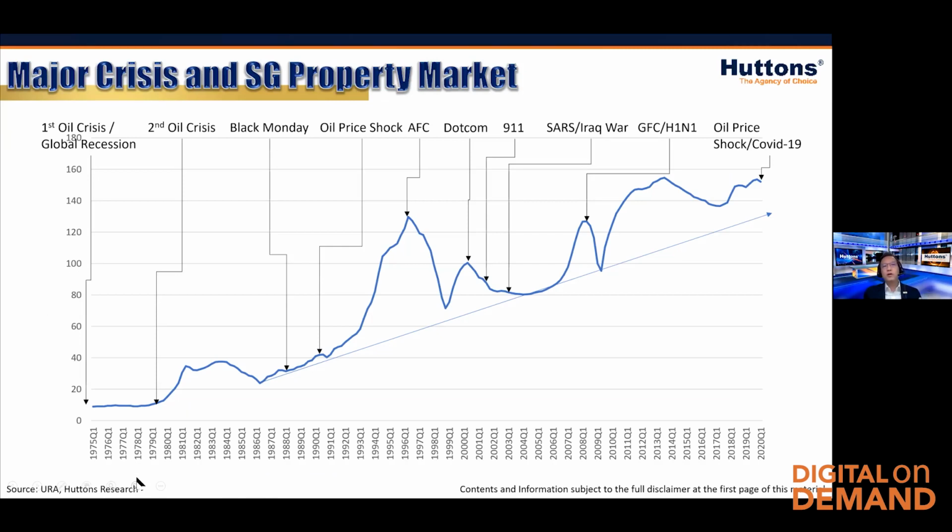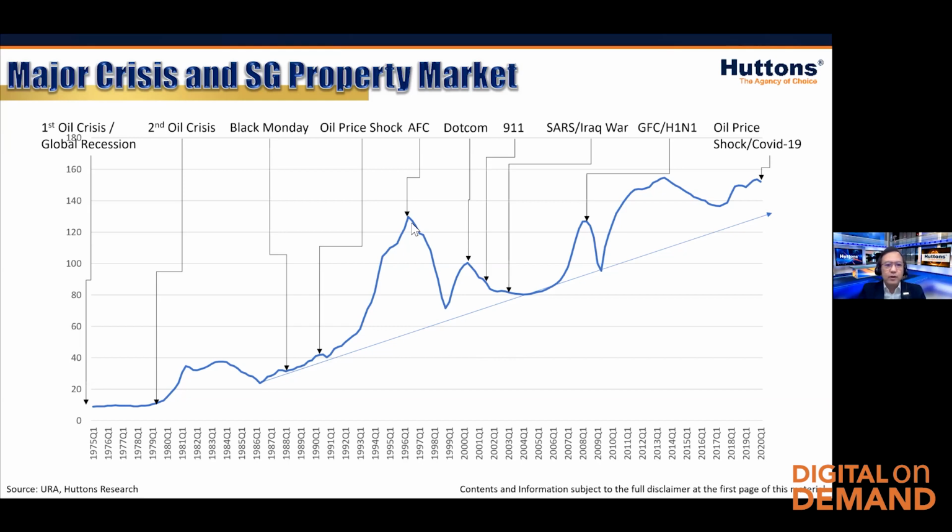To start with, I want to bring all of you to understand the property market since the day I was born. From here you could see that for the last 4 decades, the Singapore property market has been trending upwards. And you could see that during the past few decades, there were some crises that happened to our economy.